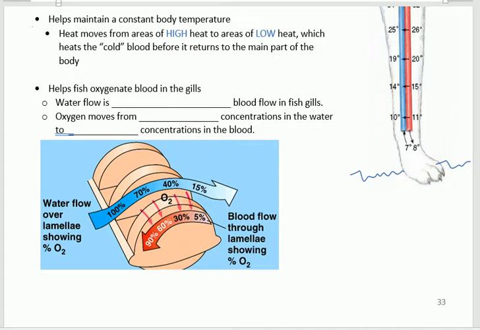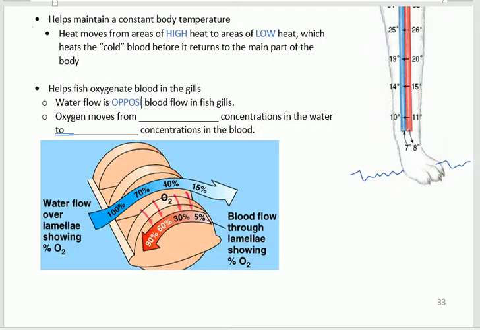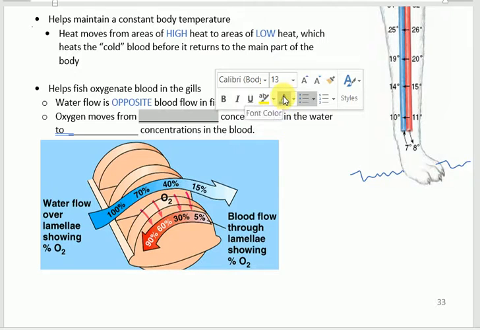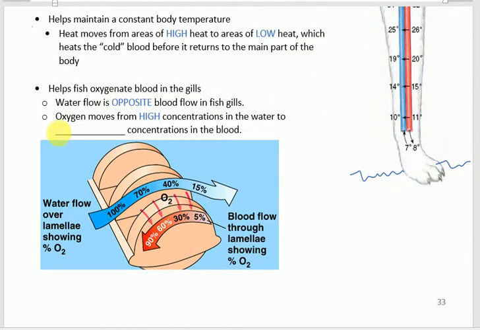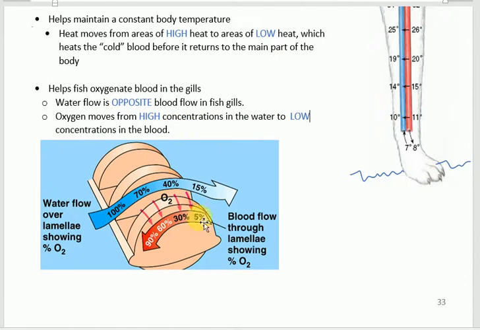Another example is fish. It helps fish oxygenate their blood through their gills. So water flow is going to be opposite compared to blood flow in the gills. And oxygen is going to move from an area of high concentration in the water to the area of low concentration in the blood. And you can see here's the water flow over the gills, and here's our oxygen levels, 100%, right? Here's the blood flow going the opposite direction. And you can see it starts at 5 and gets all the way up to 90. So that, again, is another example of that countercurrent exchange.